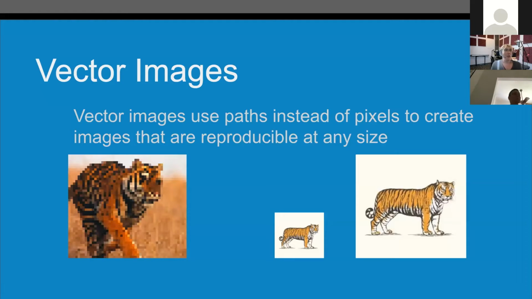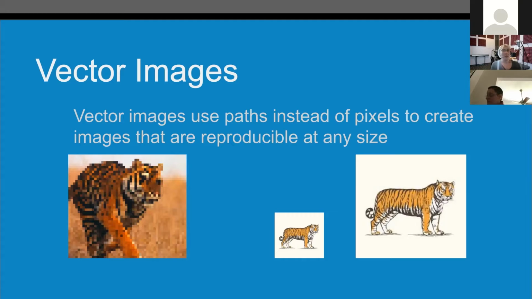Basically, most photos that you are familiar with are made of pixels. And so as you may have seen with something like the tiger image on the left before, when the resolution isn't very high on a photo and you expand it too big, it gets really pixelated and stops even looking like what it is. And so vector graphics, on the other hand, are created by using paths instead of pixel images.